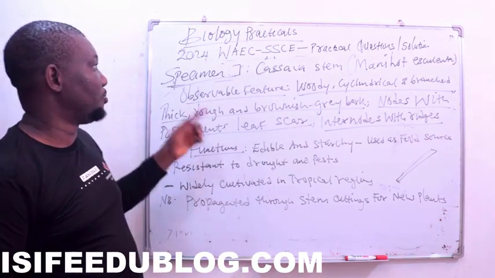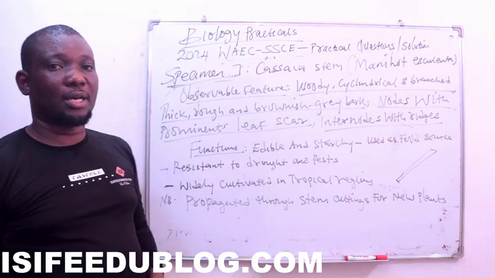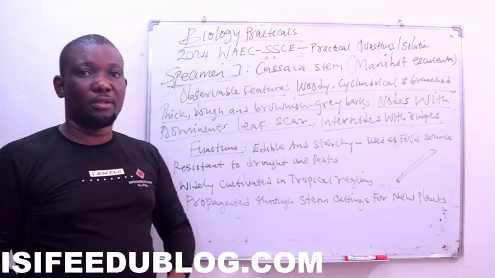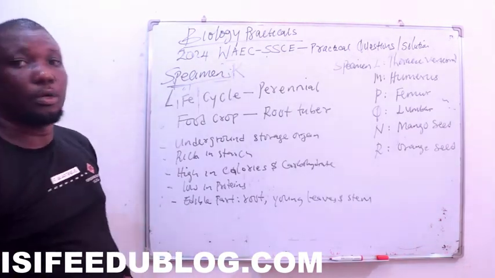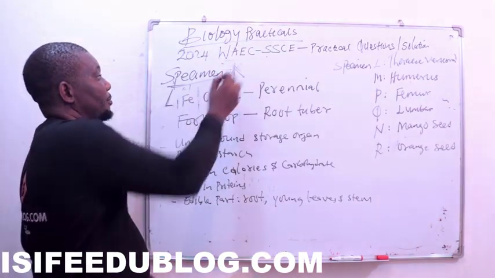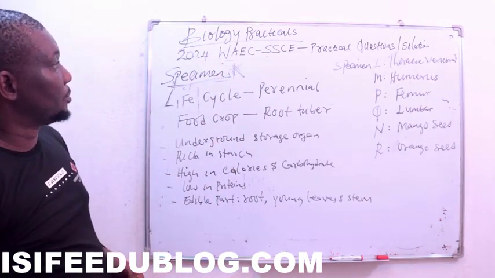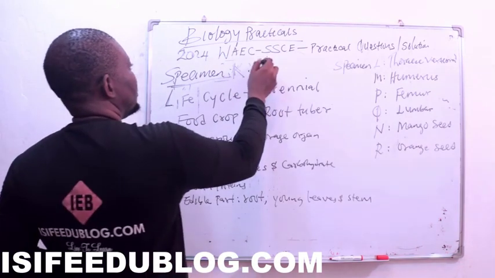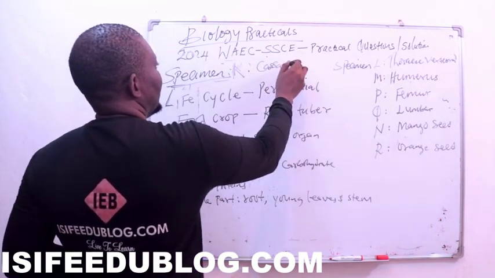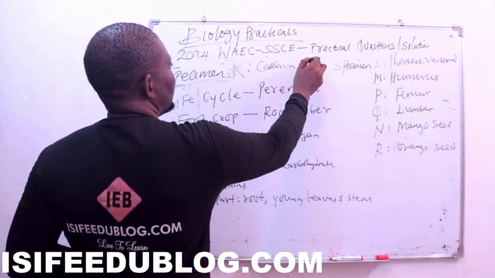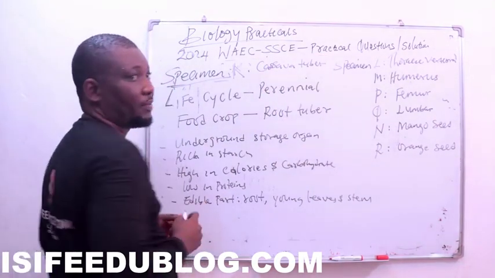So quickly we go to the next specimen, which is also on cassava, but this time it is the cassava tuber. Specimen K is the cassava tuber. Now the earlier one was the cassava stem.